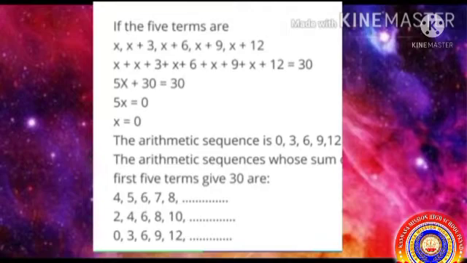Therefore, the arithmetic sequences whose first 5 terms give sum 30 are 4, 5, 6, 7, 8. Second one 2, 4, 6, 8, 10. And third one 0, 3, 6, 9, 12, etc. Next, question number 2.